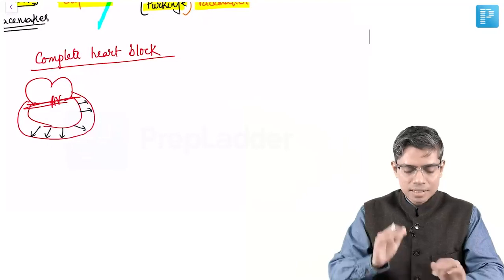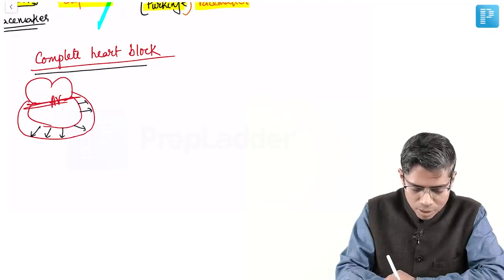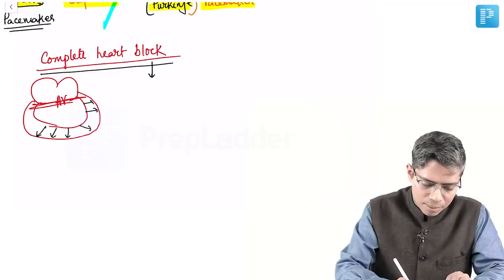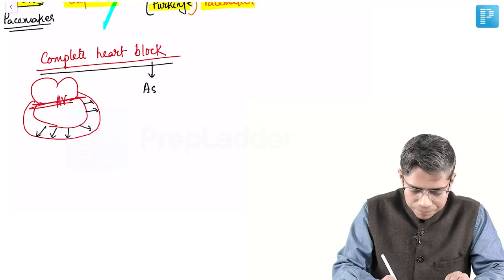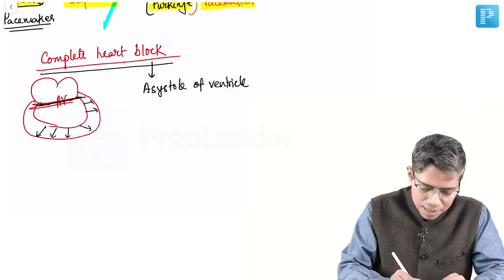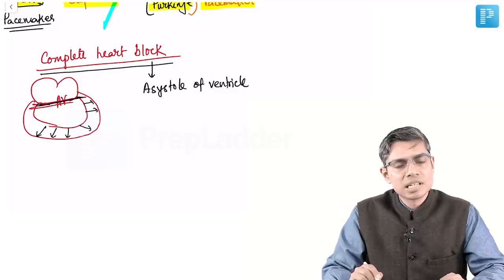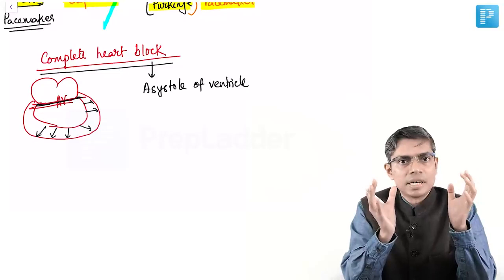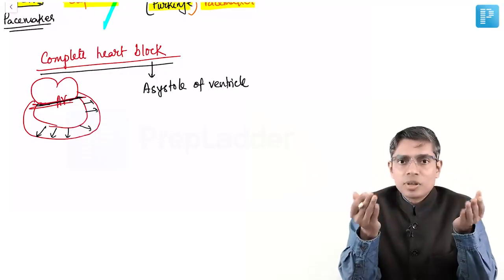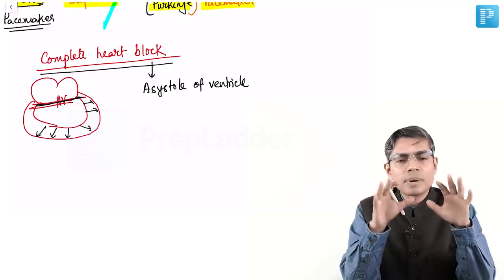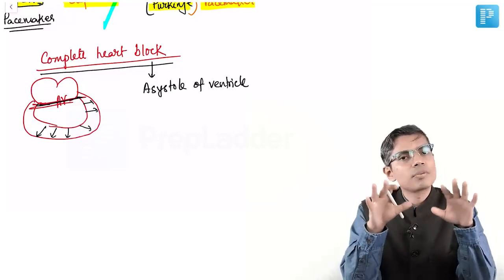That's why we discuss this topic like this, that whenever there is complete heart block, there will be asystole of ventricle. Why will there be asystole of ventricle? Because the impulses are not coming to the ventricular muscle. So the ventricle will stand still. There is no contraction from the ventricle. But after certain point of time, the Purkinje fiber will be reactivated. Why is it taking some time? Because normally Purkinje fiber remains under the inhibitory control from the SA node.